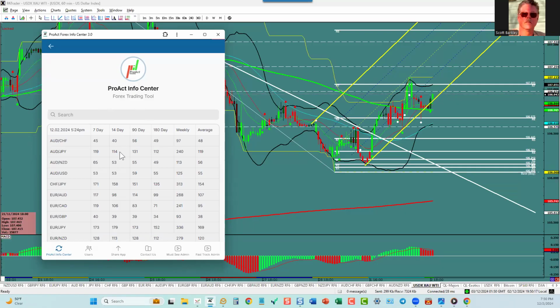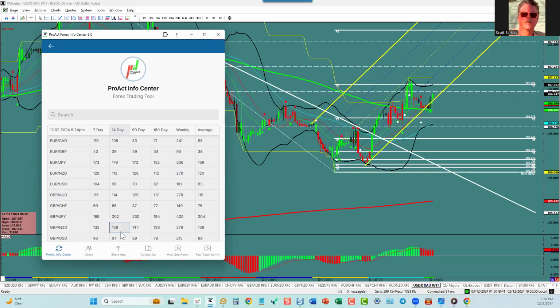All right. So the big currencies that we've got are right here. We've got 114 on the Aussie yen. We've got to have over 100 pips. We've got 158 on the Swiss yen. Ooh, that's a big one. Got 179 on the euro yen. 114 on the pound Aussie. 202 on the pound yen. 202 pips. We've got to take a look at that.